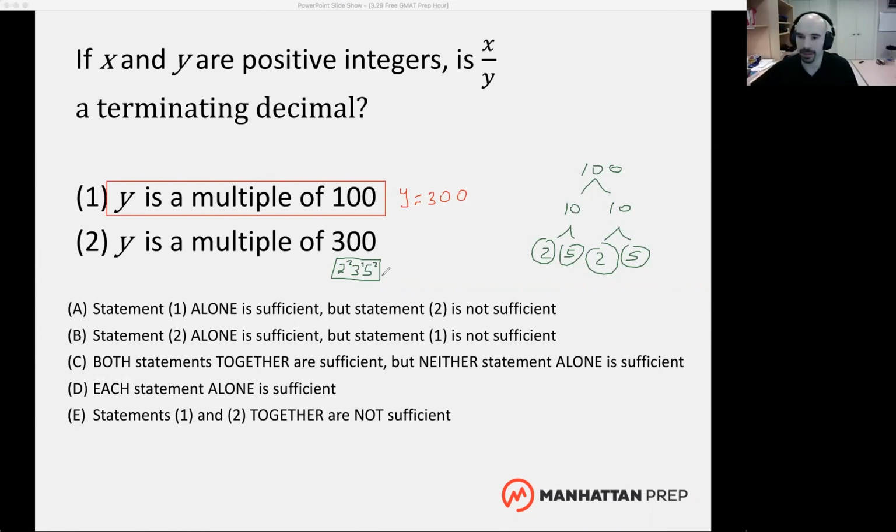I mean, what if, speaking of testing cases, what if x is 100 and y is 300? 100 over 300, that's 1/3. That's 0.333 all the way to infinity. This is non-terminating. So statement one is actually not sufficient on its own.